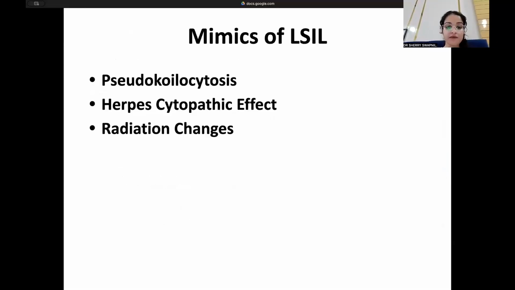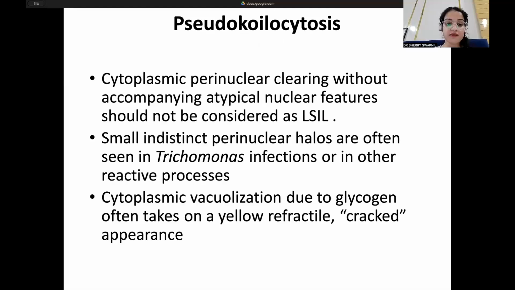Next slide, please. So mimics of LSIL: pseudokoilocytosis, as we have seen in case of trichomonal infection or fungal infection, or herpes cytopathic effect. Herpes infection does lead to cell changes. Early cell changes of herpes infection can be misinterpreted as low grade squamous intraepithelial lesion, and then changes associated with radiation. Next, please.